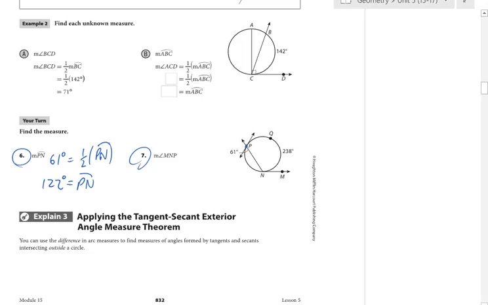And then for problem 7, there are actually a couple ways you could get angle MNP. This angle, actually no, I was thinking of the other angle. So yes, angle MNP is half of its intercepted arc. So that's half of 238. What's that? 119. Any questions?